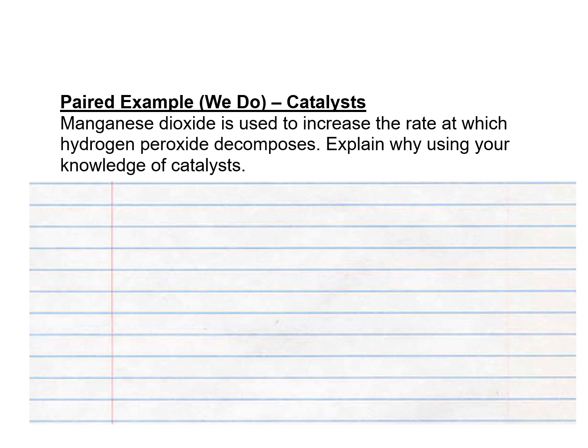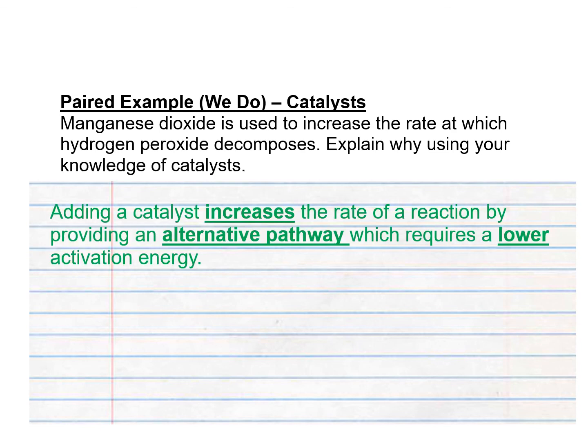So the first thing we should have done is said what happens to the rate. We should have used the word alternative pathway. And we should have used the term lower activation energy. Check your answer now.